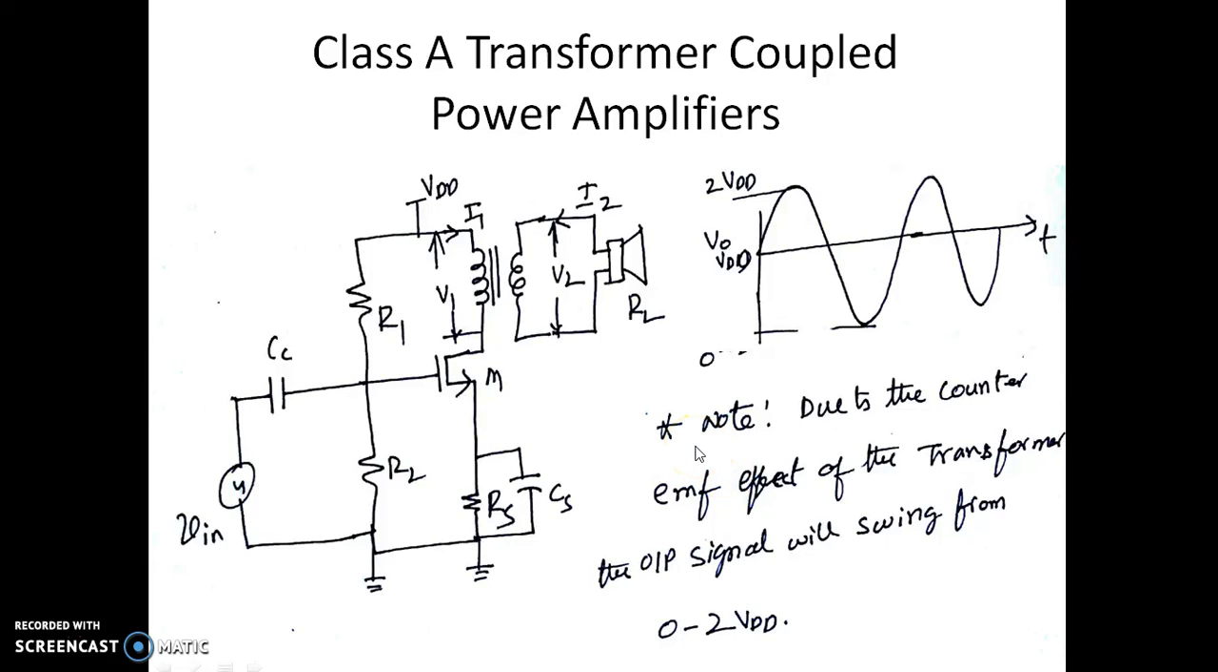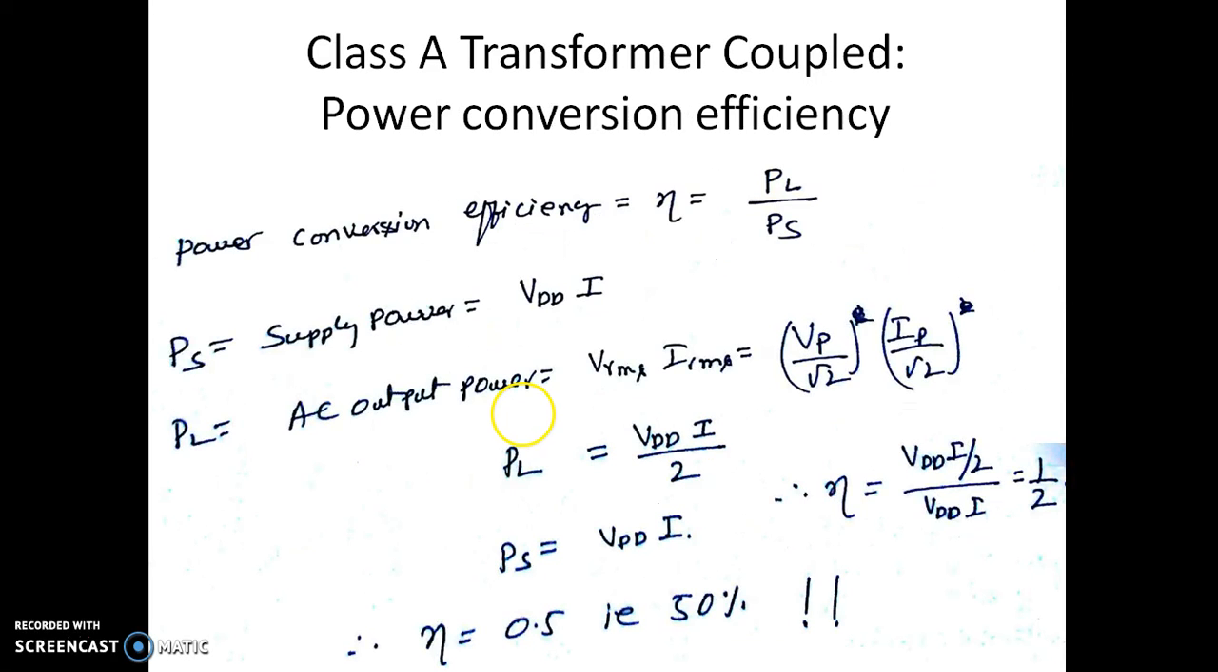So let us have a look at what is the power conversion efficiency of these class A transformer coupled power amplifiers. Now we know that the power conversion efficiency eta is given by the power delivered to the load divided by the power being drawn from the power supply. As we know, we have only one power supply now, that is VDD, and we are assuming a current of I flowing through the MOSFET. So the power that is drawn from the power supply is voltage into the current, that is VDD into I.